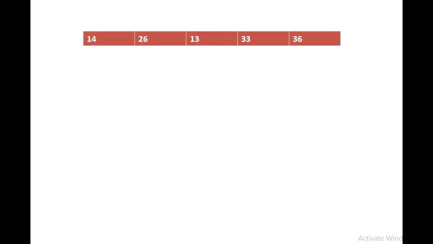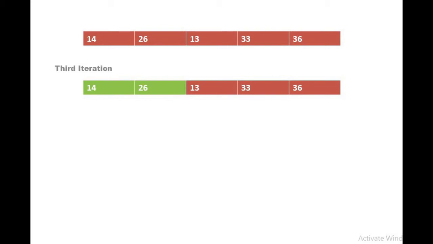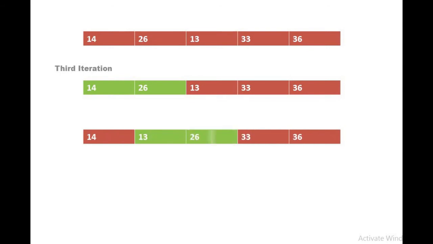Next we move to the third iteration. Here also we apply the same rule. First we compare the first two elements, it is already sorted. Then we move to the second two values. The same rules apply here also. In the second step, 13 and 26 are not sorted. Here we swap those two elements.